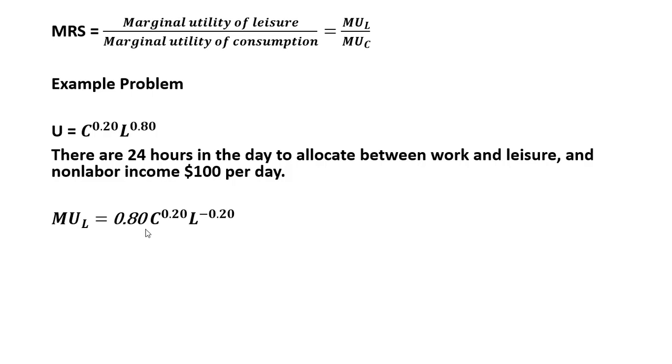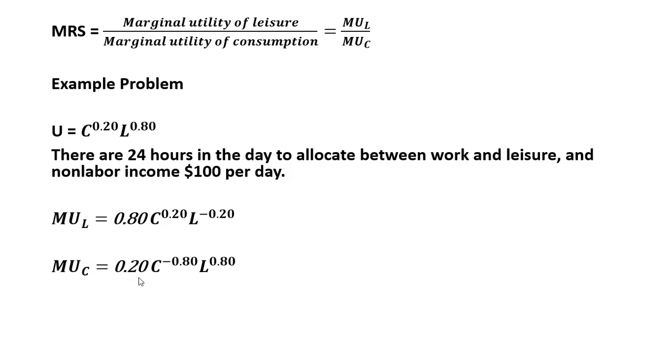We'll get the marginal utility of leisure, taking the partial derivative of the utility function with respect to leisure. So this exponent on the L term comes down in front, and then on this exponent on the L term, we're going to do 0.8 minus 1 to get L raised to the minus 0.2 power.